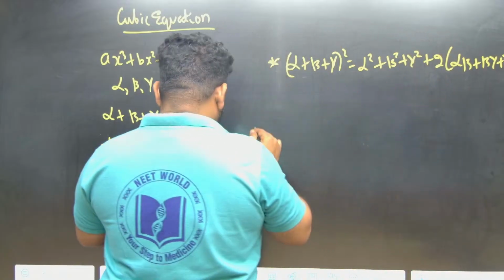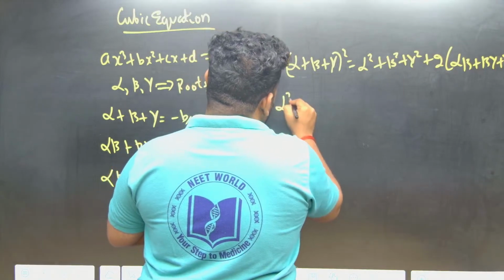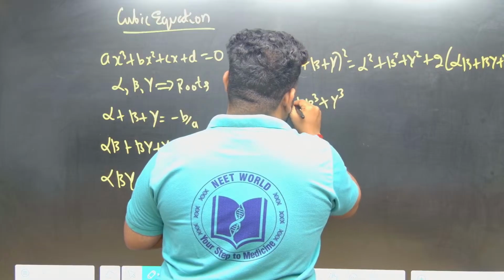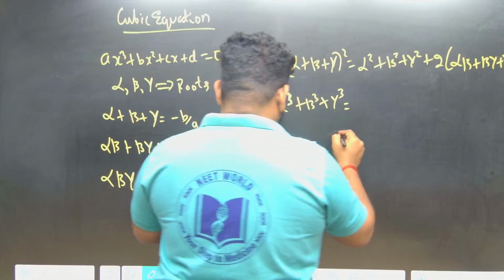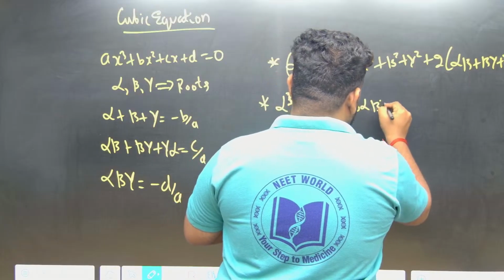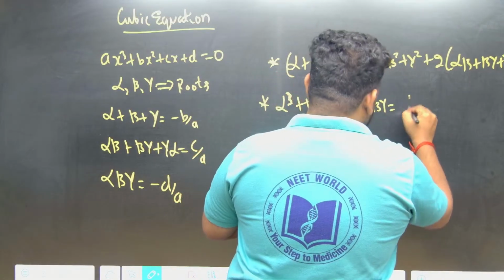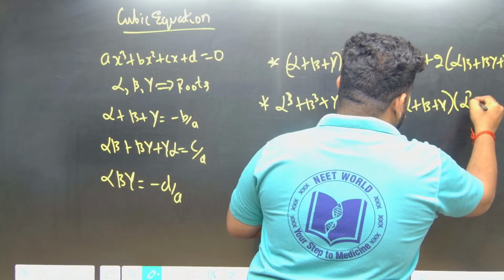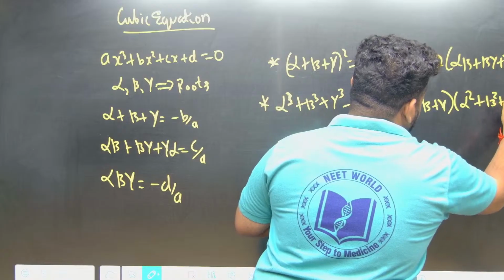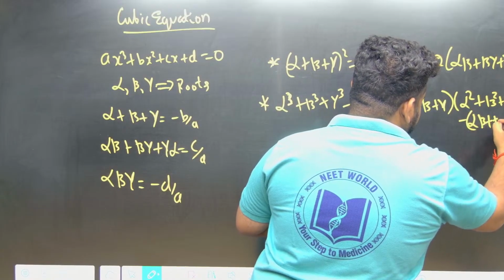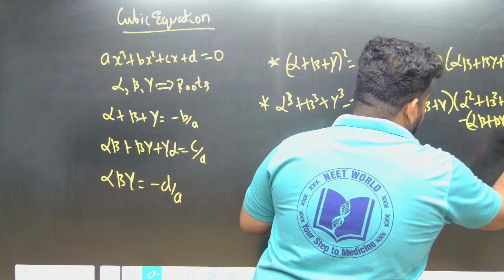Next, one more formula you must know is alpha cube plus beta cube plus gamma cube minus 3 alpha beta gamma is equal to alpha plus beta plus gamma into alpha square plus beta square plus gamma square minus alpha beta plus beta gamma plus gamma alpha.